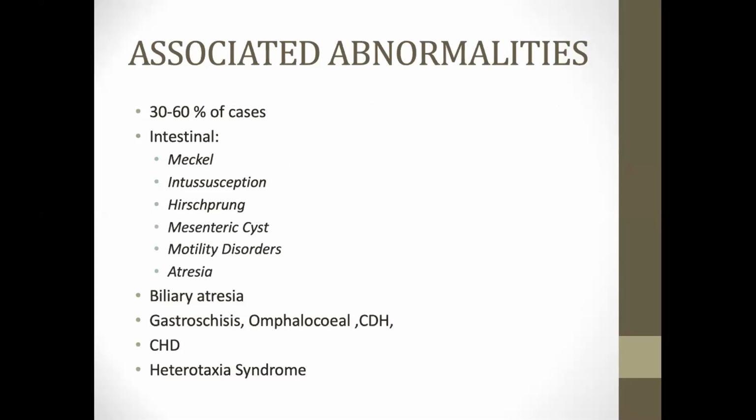Associated abnormalities: in 30 to 60% of cases, there are associated anomalies: intestinal, Meckel diverticulum or other vitelline duct abnormalities, intussusception, Hirschsprung disease, mesenteric cyst, motility disorder, atresia, biliary atresia, abdominal wall defects, gastroschisis, omphalocele, congenital diaphragmatic defects like congenital diaphragmatic hernia, congenital heart disease, and heterotaxia syndrome. The malrotation in this syndrome reaches up to 80%.